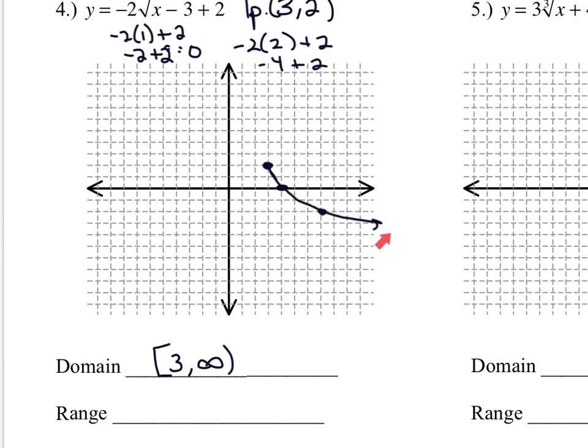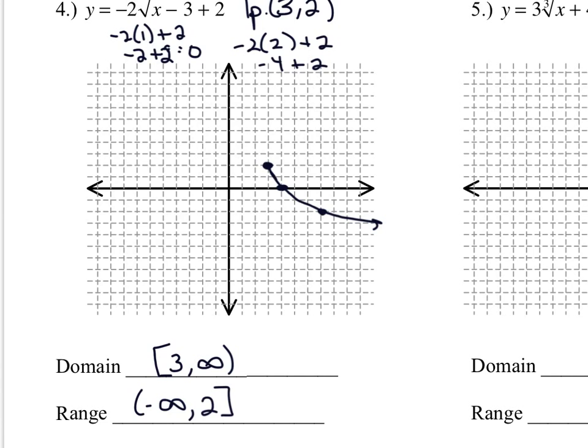And then the range: this is going to continue down slowly, but it's going to continue down. So the lowest range would be negative infinity for the y. And then it's going to go all the way up to the highest point at the locator point, which happens to be 2, which is, again, the y value of the locator point.